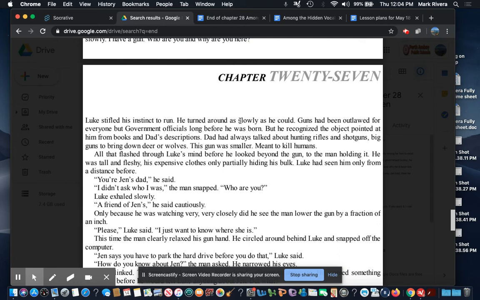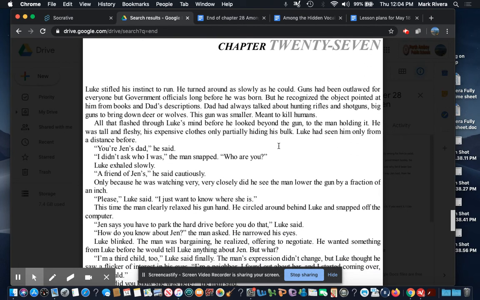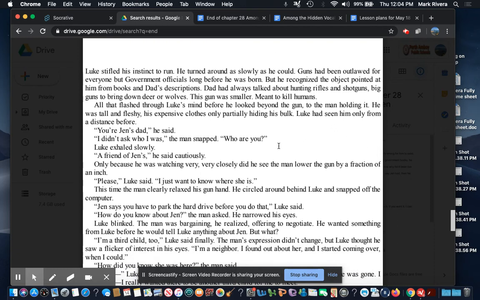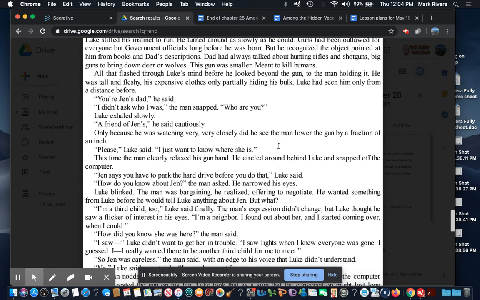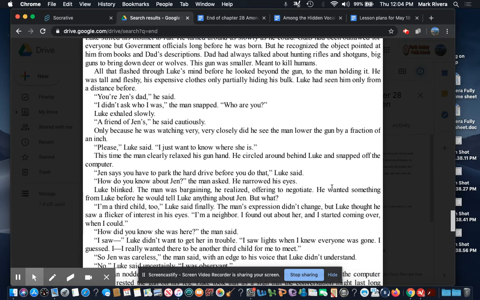Okay, Luke stifled his instinct to run. He turned around as slowly as he could. Guns had been outlawed for everyone but government officials long before he was born. But he recognized the object pointed at him from books and Dad's descriptions. Dad had always talked about hunting rifles and shotguns, big guns to bring down deer or wolves. This gun was smaller, meant to kill humans.